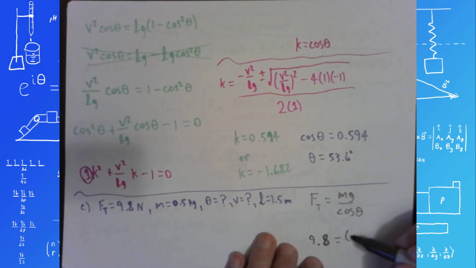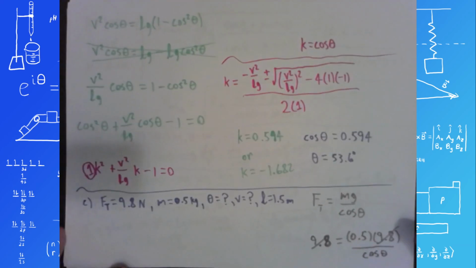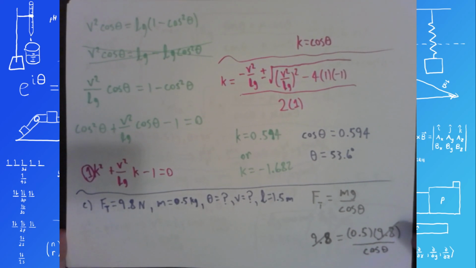Force of tension, 9.8, is equal to mass, which is 0.5, times 9.8, so the 9.8 cancels out nicely, over cosine theta. So cosine theta equals 0.5, which means theta would have to be 60 degrees.